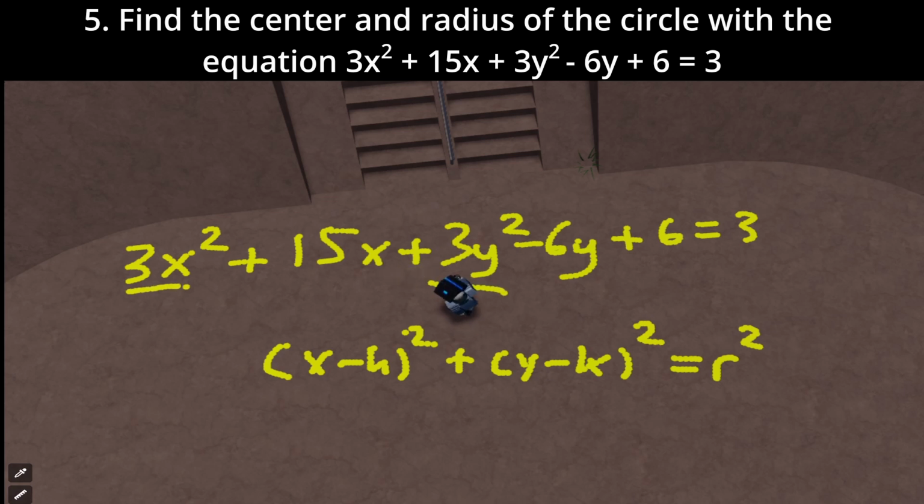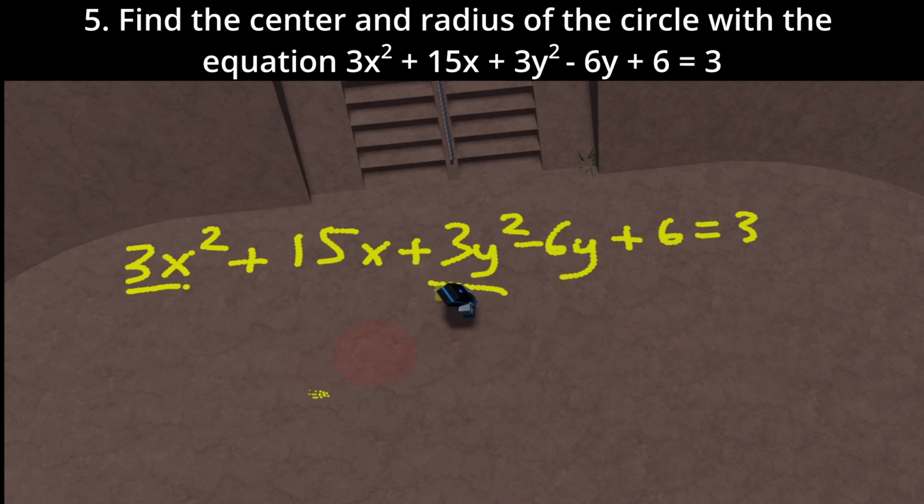Now, first thing I want you to notice is, notice how we have 3x squared and 3y squared, but in our circle equation, we only have 1x and we have 1y. And when you square it, it'll be 1x squared and 1y squared. So we need to get rid of those 3's on the x squared and the y squared. To do that, you just divide by 3 everywhere. So divide every single term by 3.